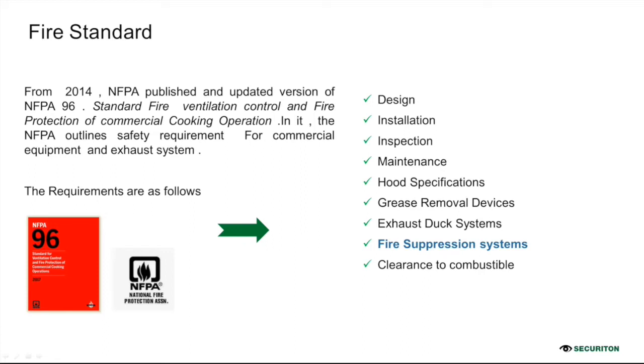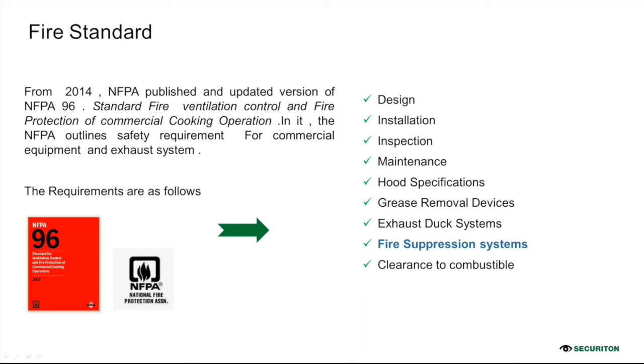So that can be applied for type 1 and type 2 of the deep frying systems. I mentioned the commercial type as well as the industrial types. In this NFPA 96, they've clearly mentioned the design, installation, inspection, maintenance, food specification, and grease removal devices, which is very important to look into, the exhaust duct system, a fire suppression system, and a clearance of the combustible items. So what is our interest today will be the fire suppression system.